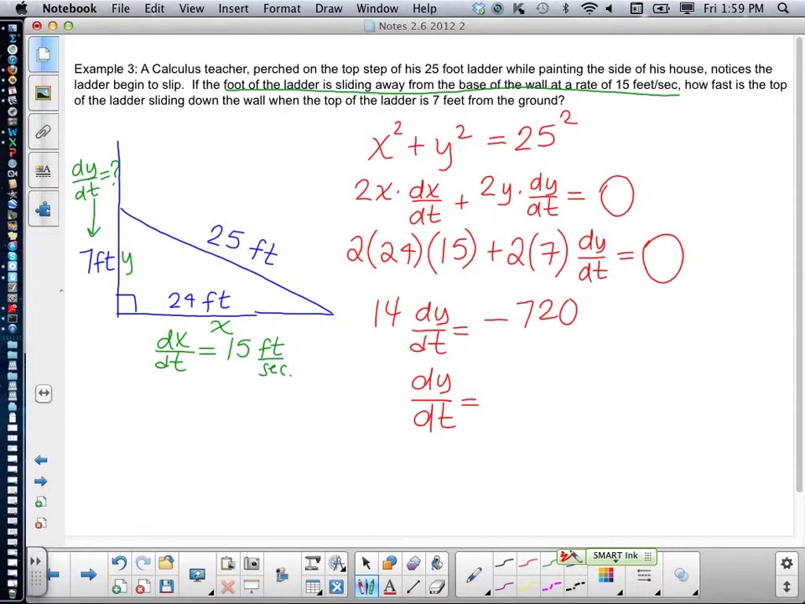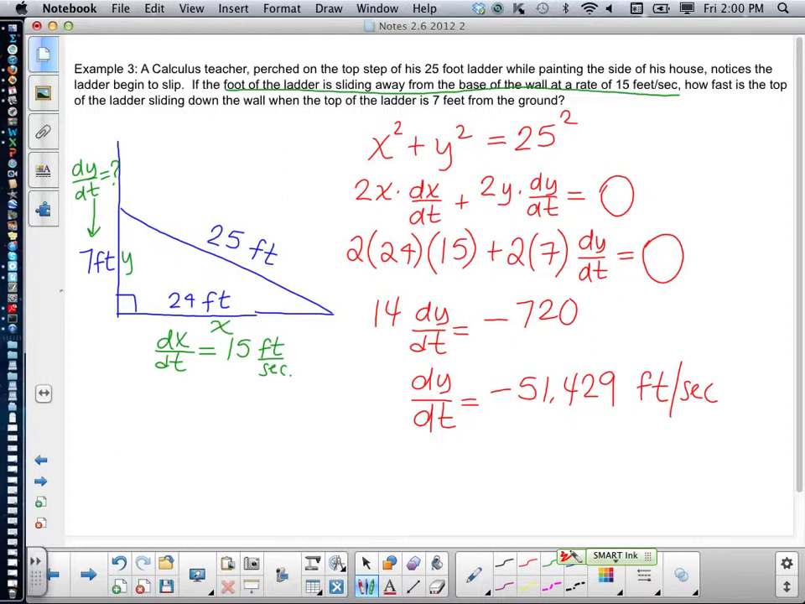Okay, so that gives us negative 51.429, and that is feet per second. Yeah, that's going pretty fast, isn't it? How's it not feet squared? But I mean, he's 7 feet from the ground at that point.